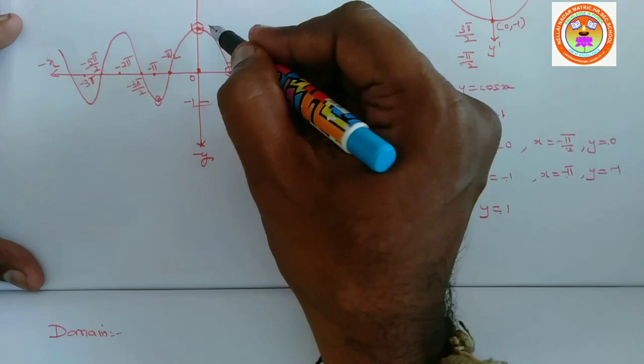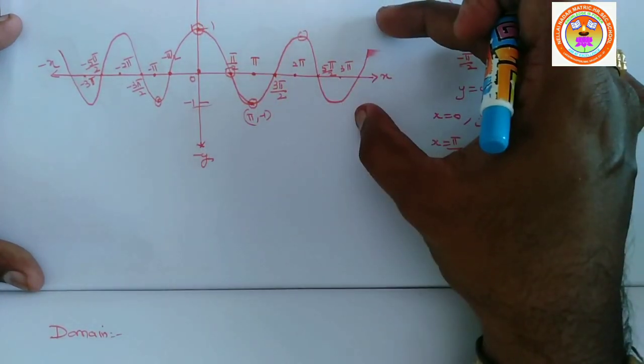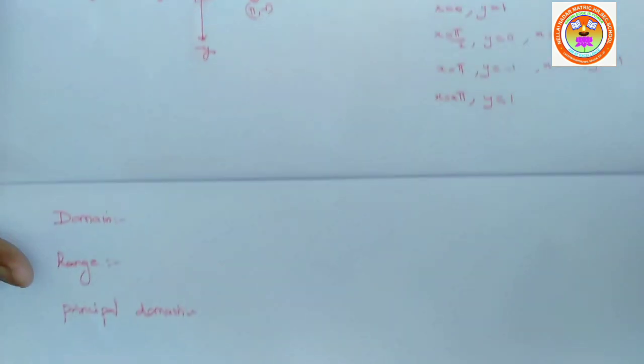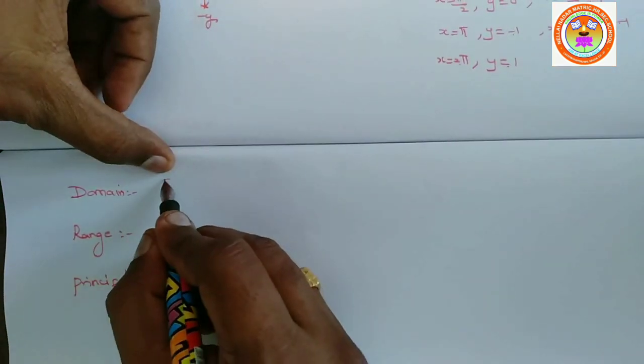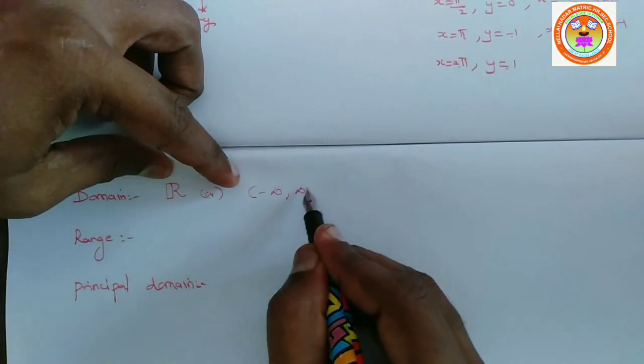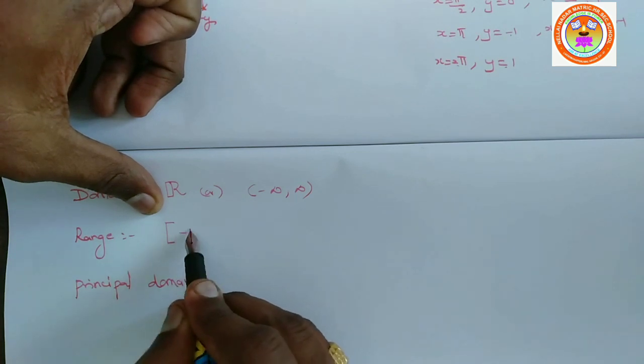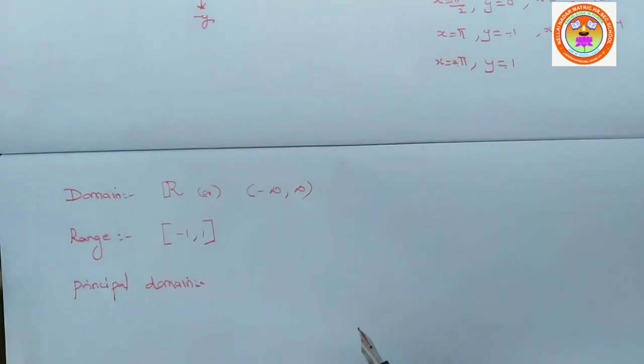Range. The range will be, this is plus 1, this is minus 1. First I will write domain. Domain is capital letter R or you can write it as minus infinity comma plus infinity. Range is nothing but you need to use the closed interval minus 1 comma 1.